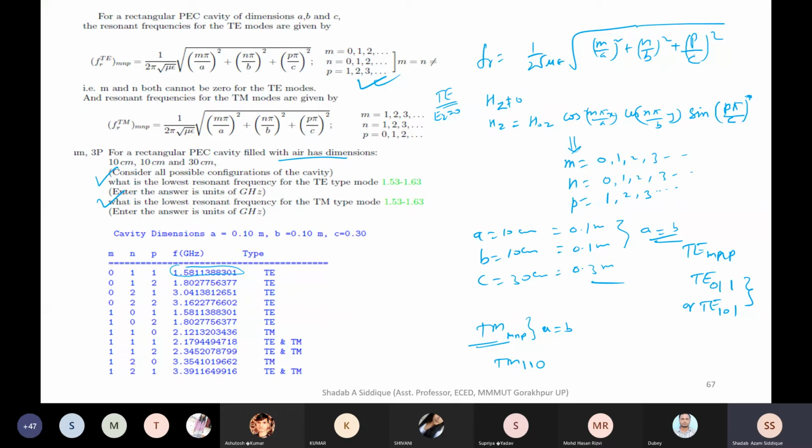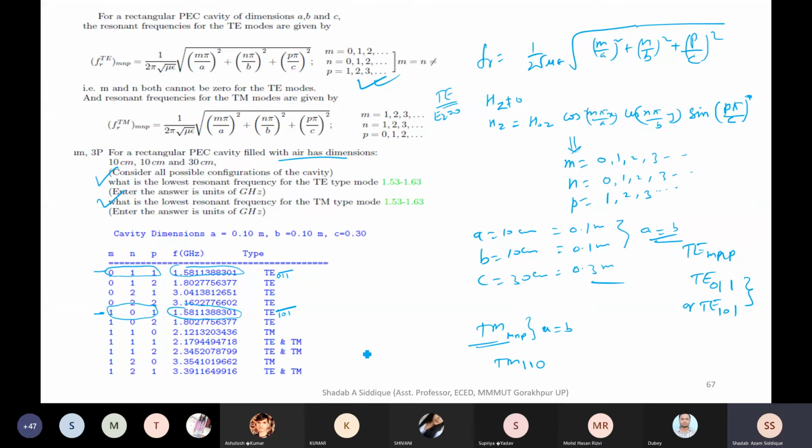Different combinations are possible. For the different combinations, the least value is 1.58, and another 1.58 is coming at this point. So for this we have 101, and for this it is 011. You can see TE 011 and TE 101 give the least value, and the same value which we are getting here. Okay.